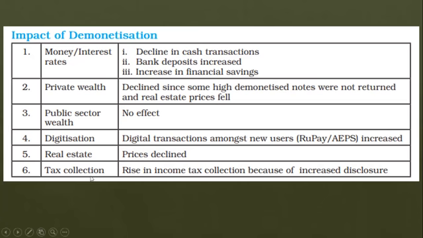Last, tax collection. Tax collection, what does it mean? Rise in the income tax collection. In the sense, when people started paying the taxes, people started keeping deposits in the bank. What happened? Ultimately, the income tax of a person could be taken by the government, and there was a clear picture for the government to estimate the income tax of a person. So this was the impact of demonetization.